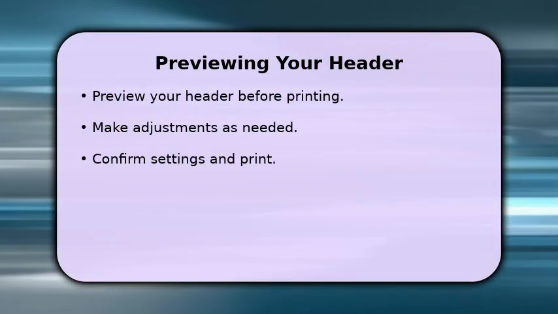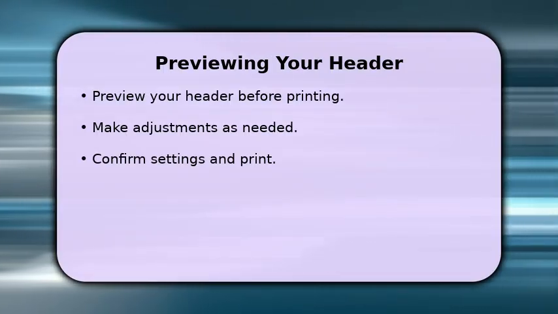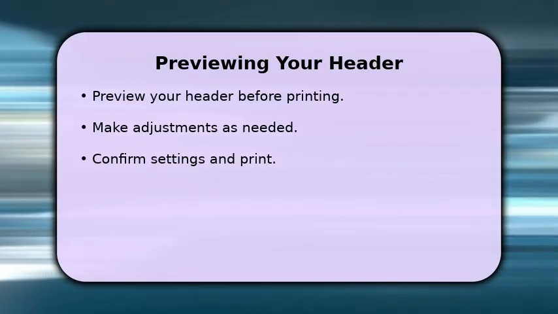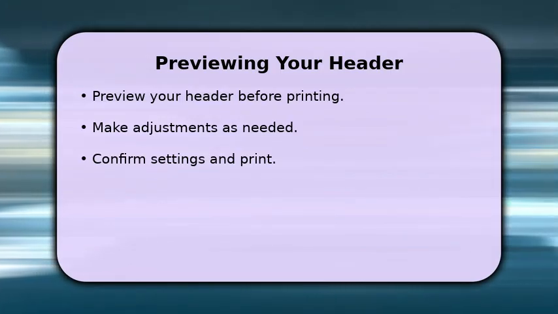After customizing your header, click OK to return to the Page Setup dialog box. You can then use the Print Preview option to see how your header will appear on the printed page. This step is crucial for ensuring everything looks perfect. Once satisfied, click OK again to apply your header settings. You're now ready to print your professional Excel document.